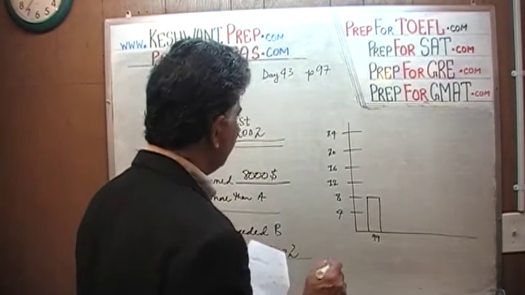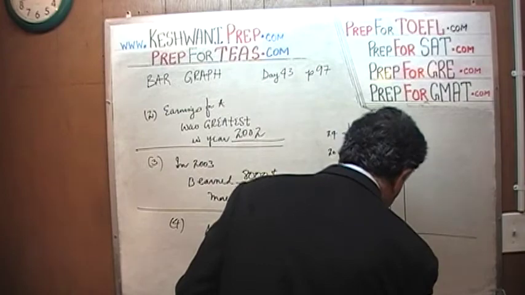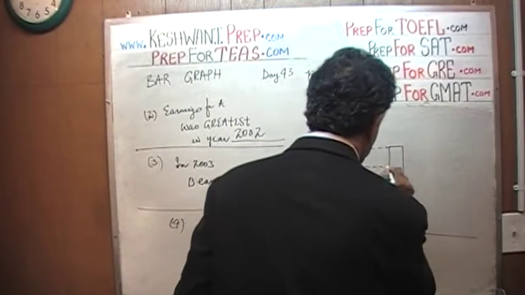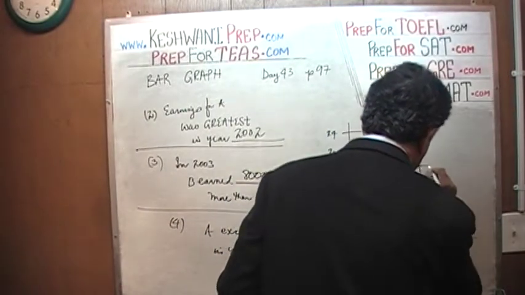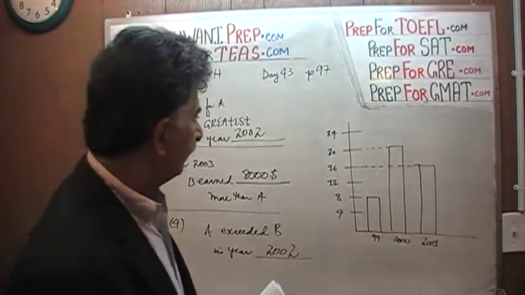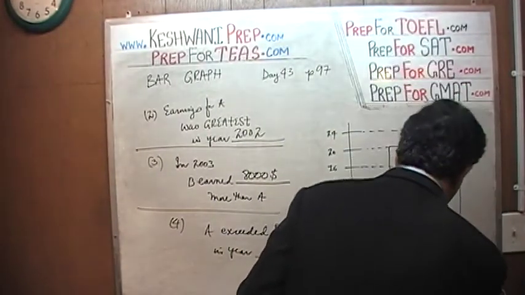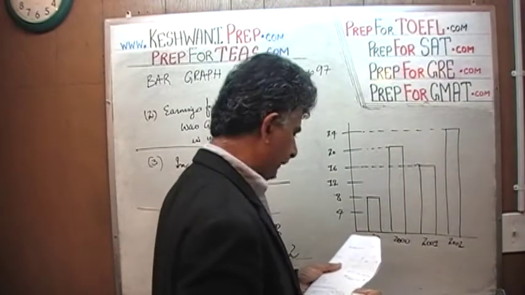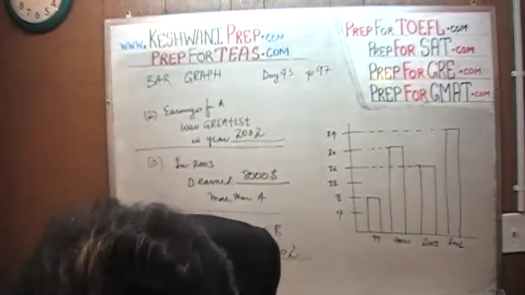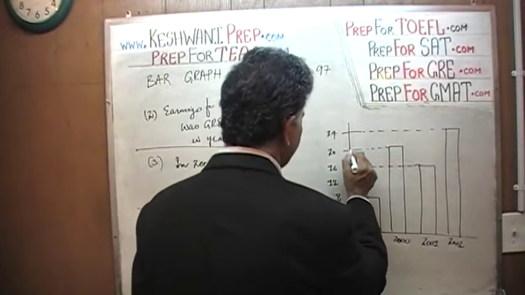In 2000, we have 20. In 2001, we have 16. In 2002, we have 24. And finally, for 2003, we are told that the water turnout was, you have to look very carefully, it is 18. It falls between 16 and 20. It is 18.